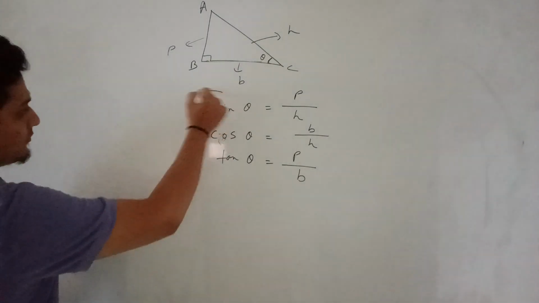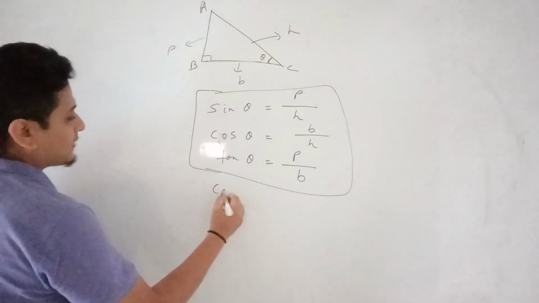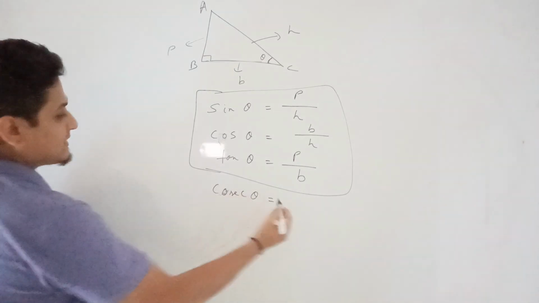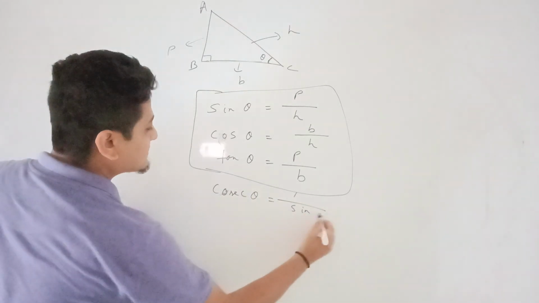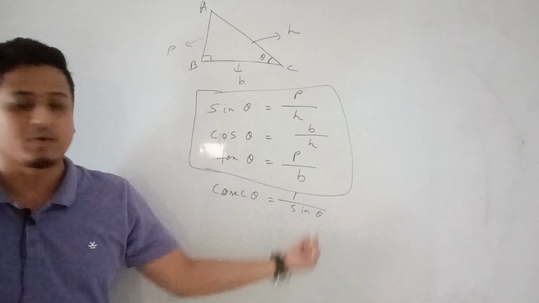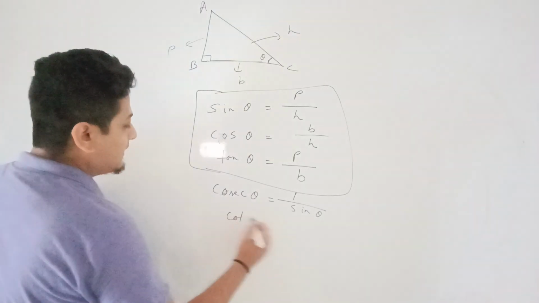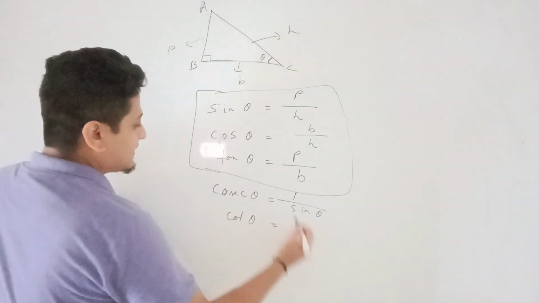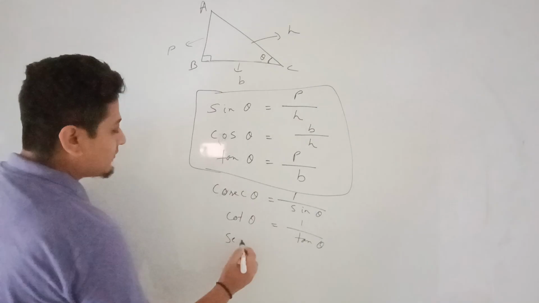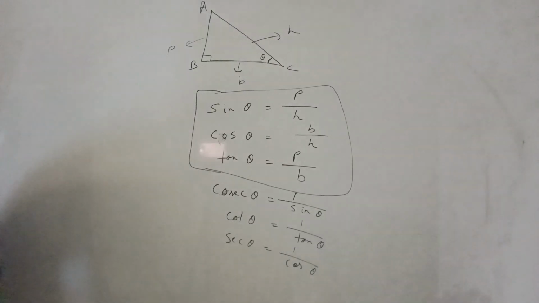Now we are available with this information of sine, cos and tan. Now we have to see what will be the cosec of this angle. Cosec is nothing but 1 divided by sine. So whatever value we are going to get here, just take the reciprocal, we are going to get the cosec of the angle. What will be the cot of the angle? It is nothing but the reciprocal of tan. And what will be the sec of the angle? It will be the reciprocal of the cos. Okay.